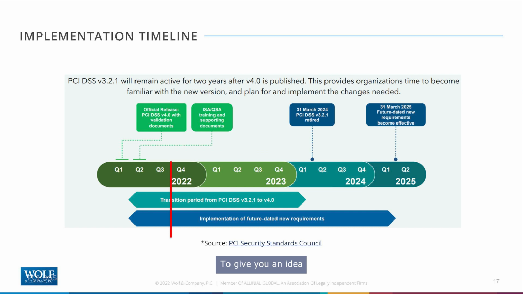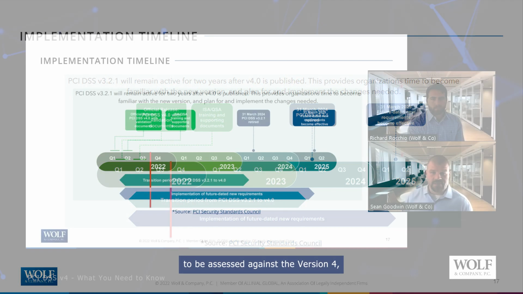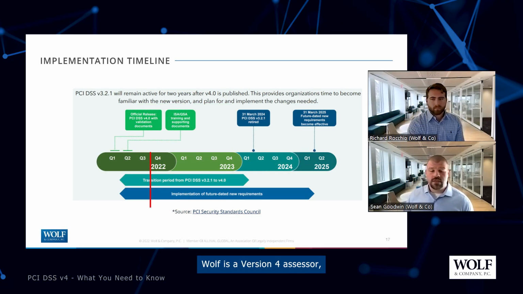To give you an idea around the timeline, right now version 4 is live. So as of today, companies can choose to be assessed against version 4. Wolf is a version 4 assessor. So if you're in that position, you've already gone through some of that pre-work and you're ready to be tested against version 4, we can certainly help with that. But it is worth noting that it's not required at this point.